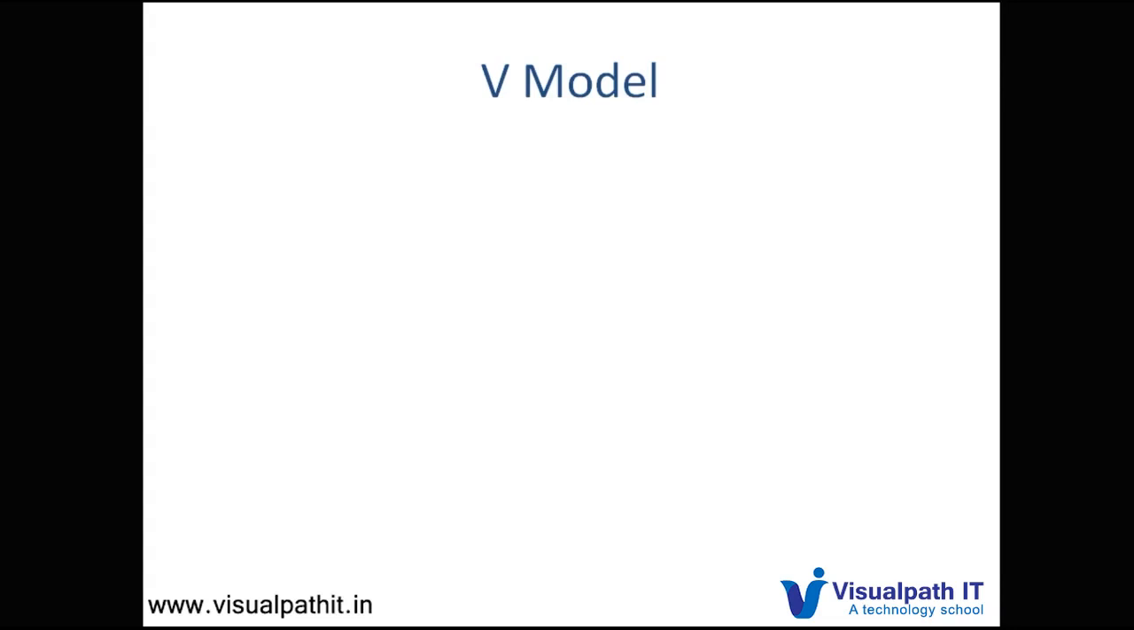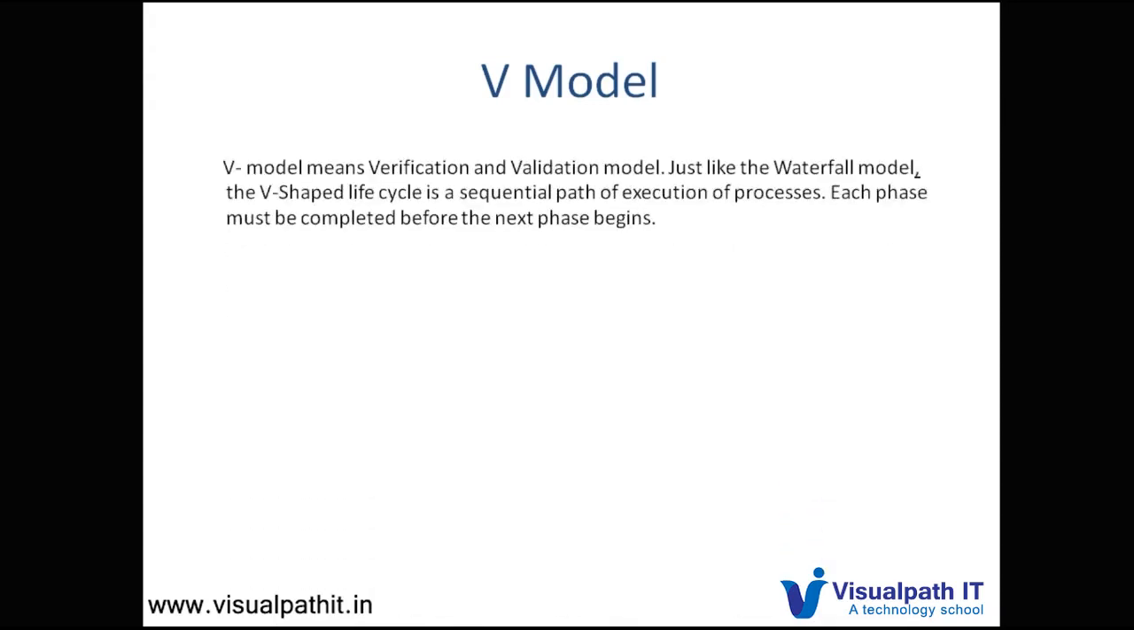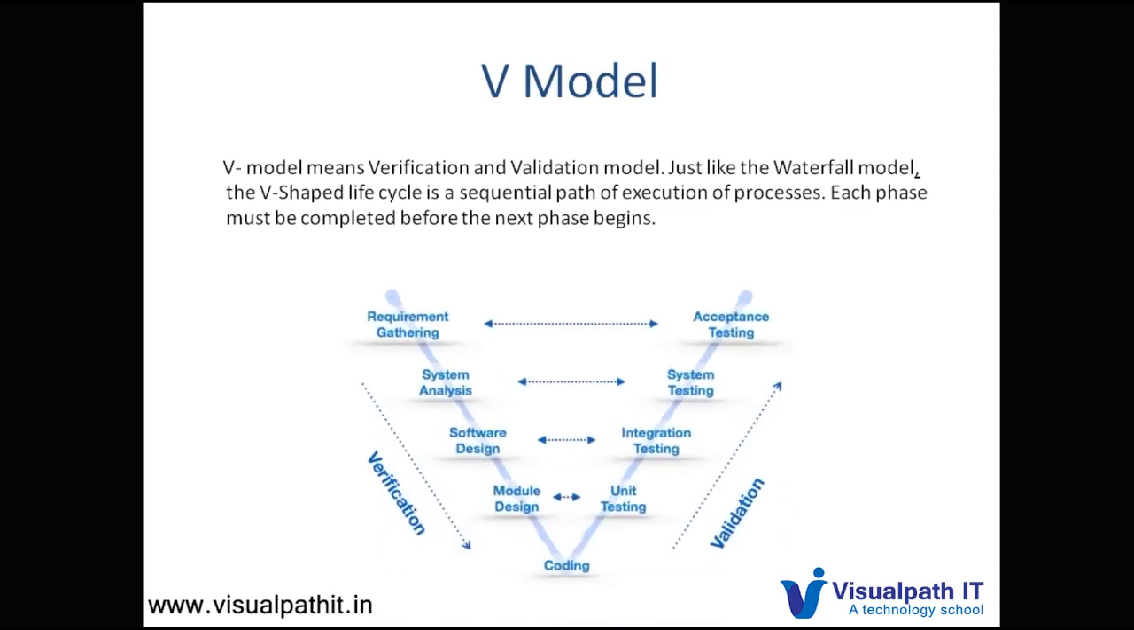Now coming to the V model. So we have seen so many drawbacks in the waterfall model. To overcome that, the V model came. So what happens in the V model? V stands for verification and validation. We will see what is verification, what is validation. It is similar to the waterfall model, but in this they have introduced some extra testing phases. So for each development phase there is a corresponding testing phase.